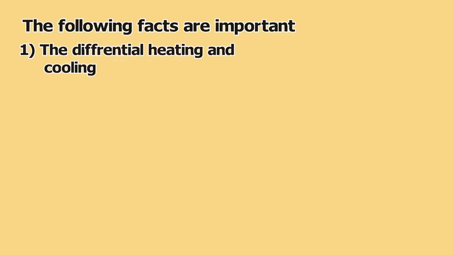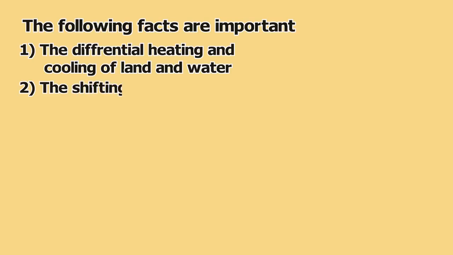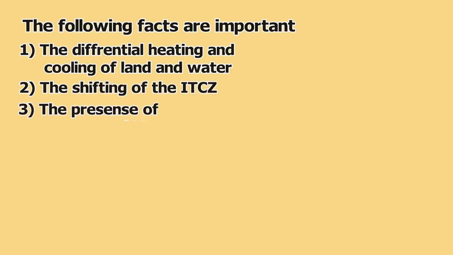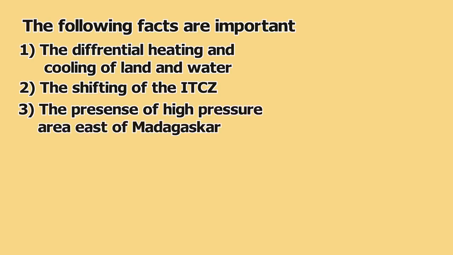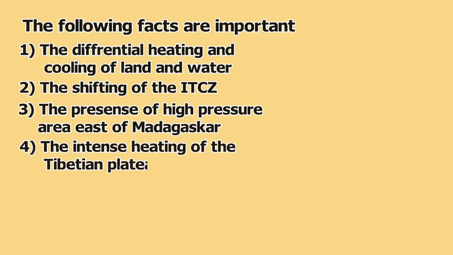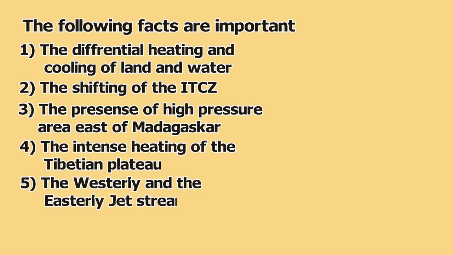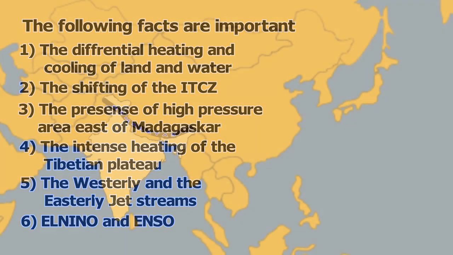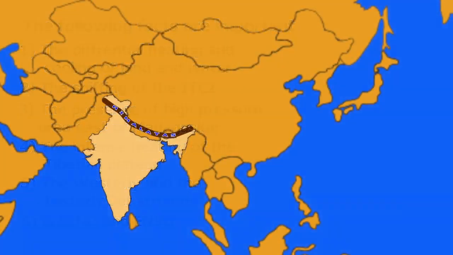Heating and cooling of land and water. Second, the shifting of ITCZ. Third, the presence of the high pressure area east of Madagascar. Then, intense heating of the Tibetan plateau, the westerly and the easterly jet streams, and the development of El Nino and ENSO.